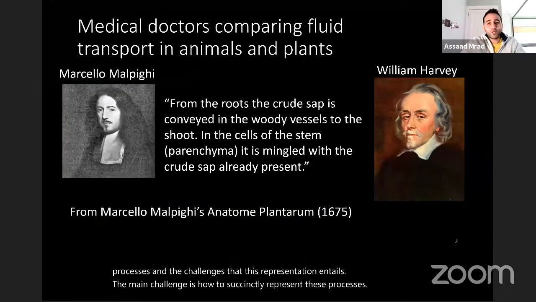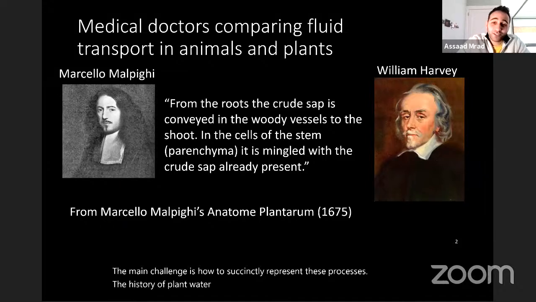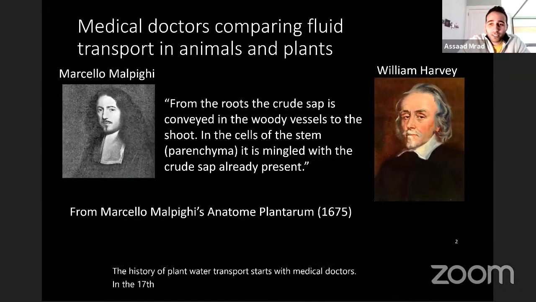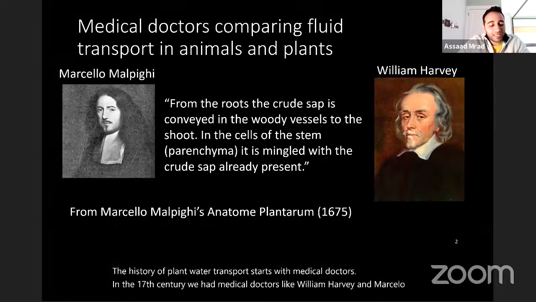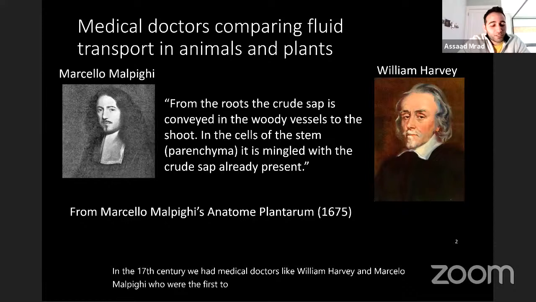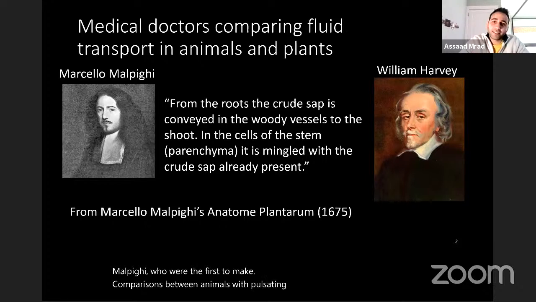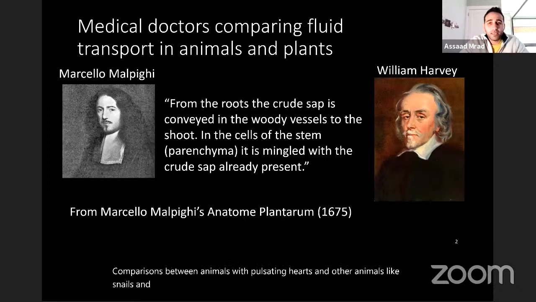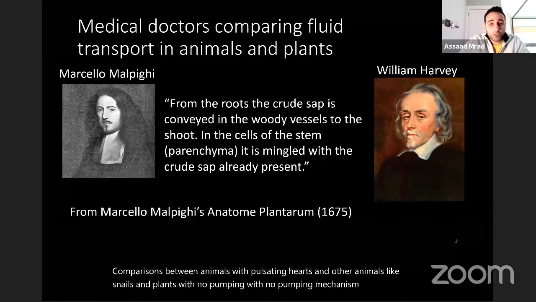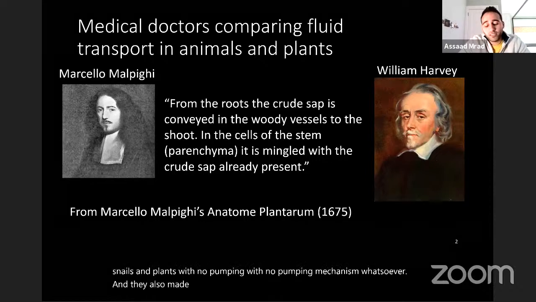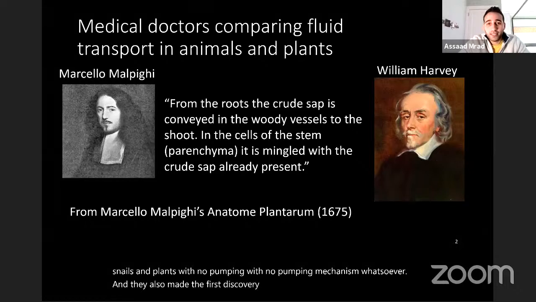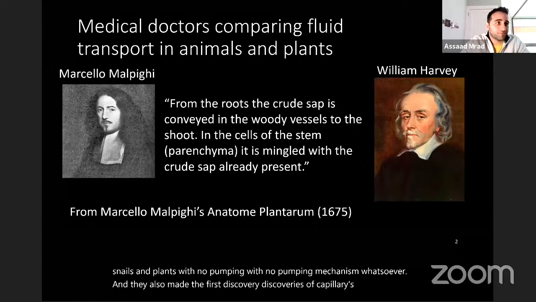The history of plant water transport starts with medical doctors. In the 17th century, we had medical doctors like William Harvey and Marcello Malpighi, who were the first to make comparisons between animals with pulsating hearts and other animals like snails and plants with no pumping mechanism whatsoever. And they also made the first discoveries of capillaries in plants too, using the microscope.